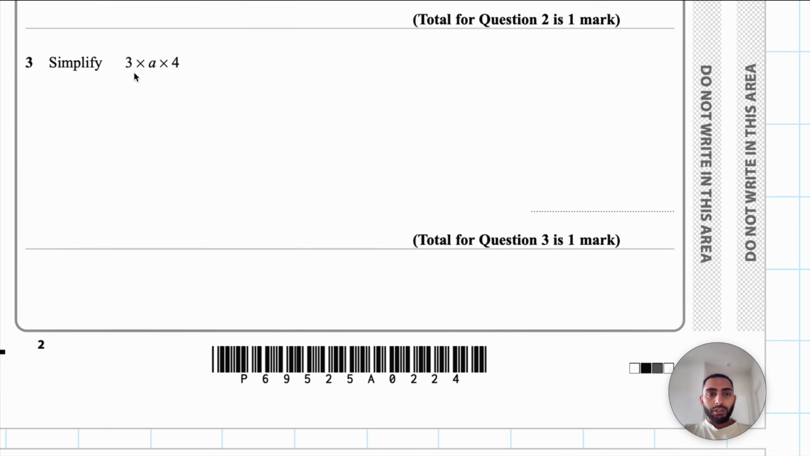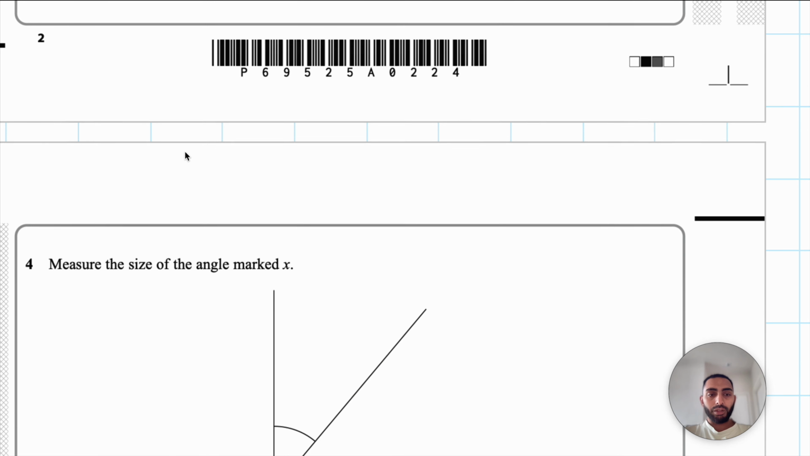Question 3. Simplify 3 multiplied by a multiplied by 4. First thing I need to do is multiply my numbers together. So I've got 12 multiplied by a. Whenever we're multiplying with algebra, we don't need to write the multiplying sign. We'll just write 12a.